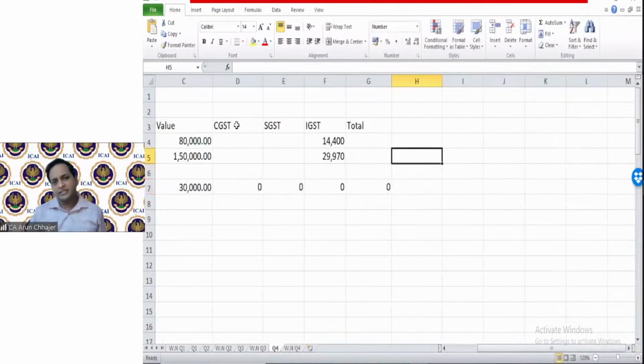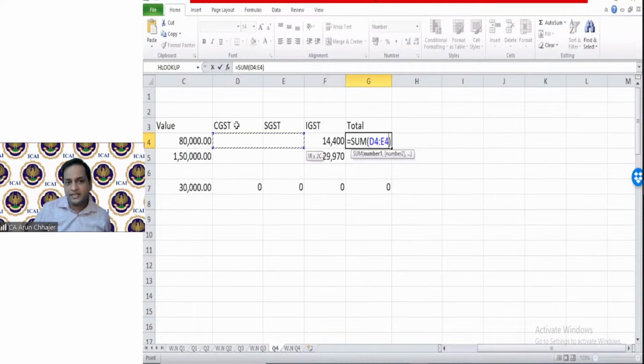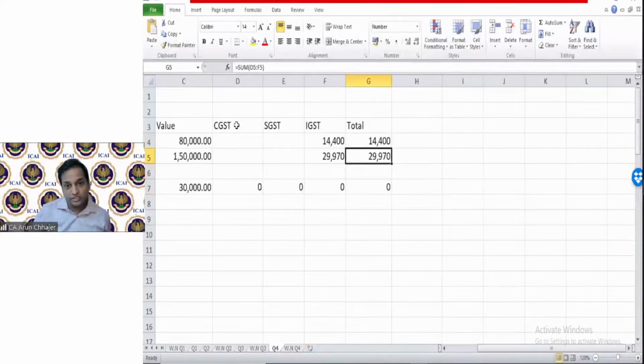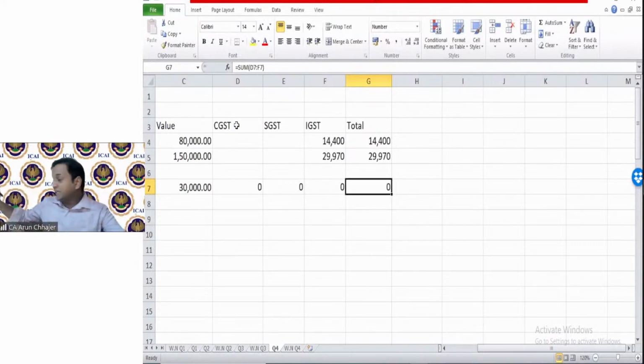Now, please tell me one thing. Do we need to pay the IGST? Do we need to pay the GST under reverse charge? My only one question, if the purchase of 30,000 is from unregistered party, do I need to pay the tax under RCM?